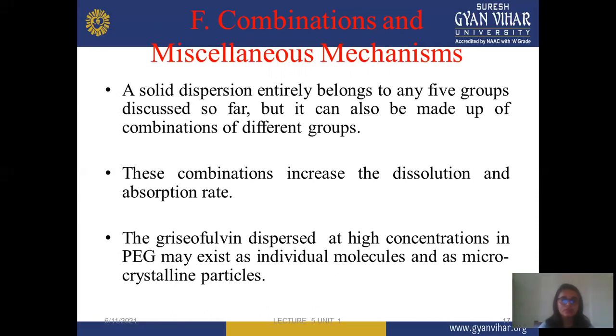Means in this method, you can take a combination of previous methods, either an individual method or a combination of 2 or 3 methods. You make a solid dispersion entity belonging to any of the 5 groups, and it can be made in combination with different groups. Not only a single group, maybe you use a different combination of groups, and this combination increases the dissolution as well as absorption rate. For example, PEG is mainly used with the glycophyllin drug, and when you use this glycophyllin with PEG, it forms microcrystalline particles, and these microcrystalline particles show more dissolution rate.